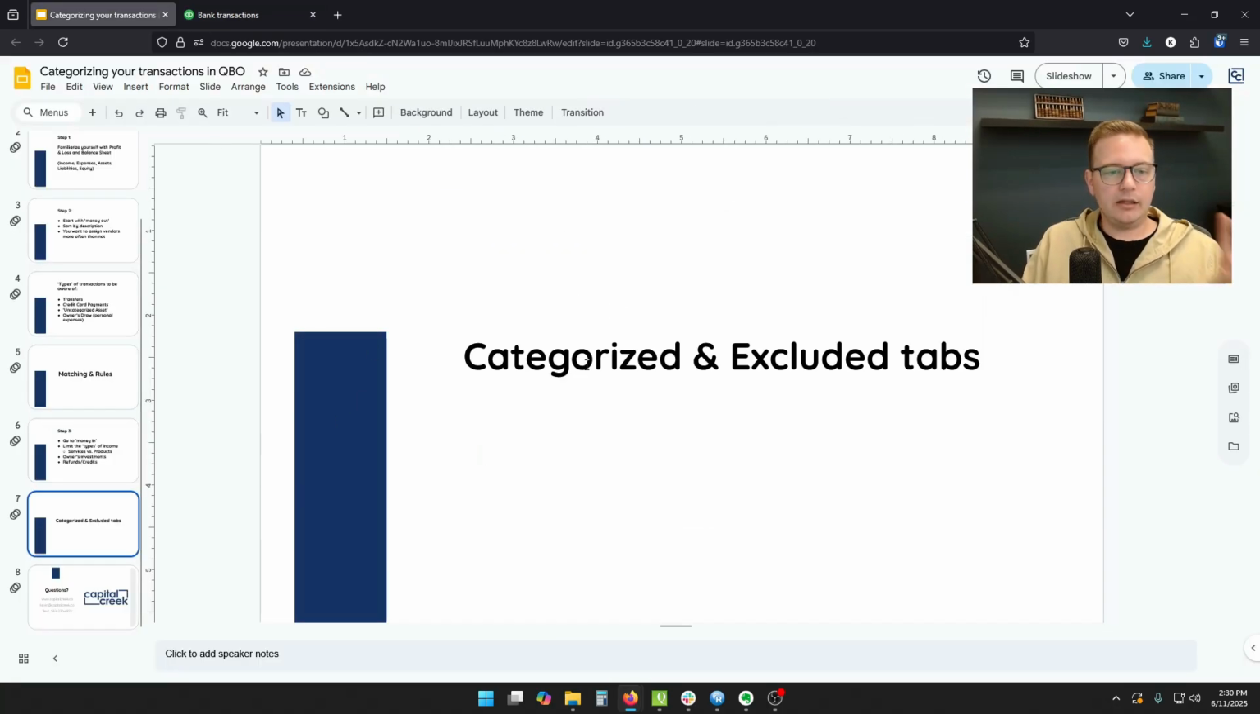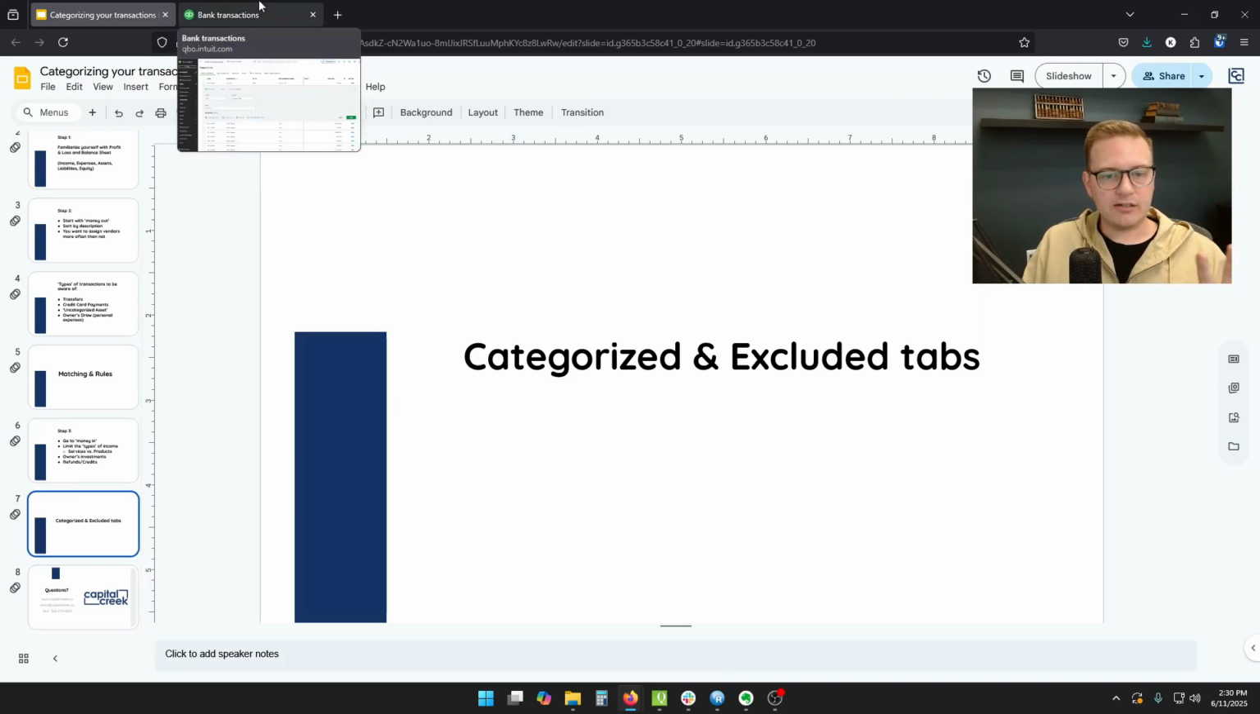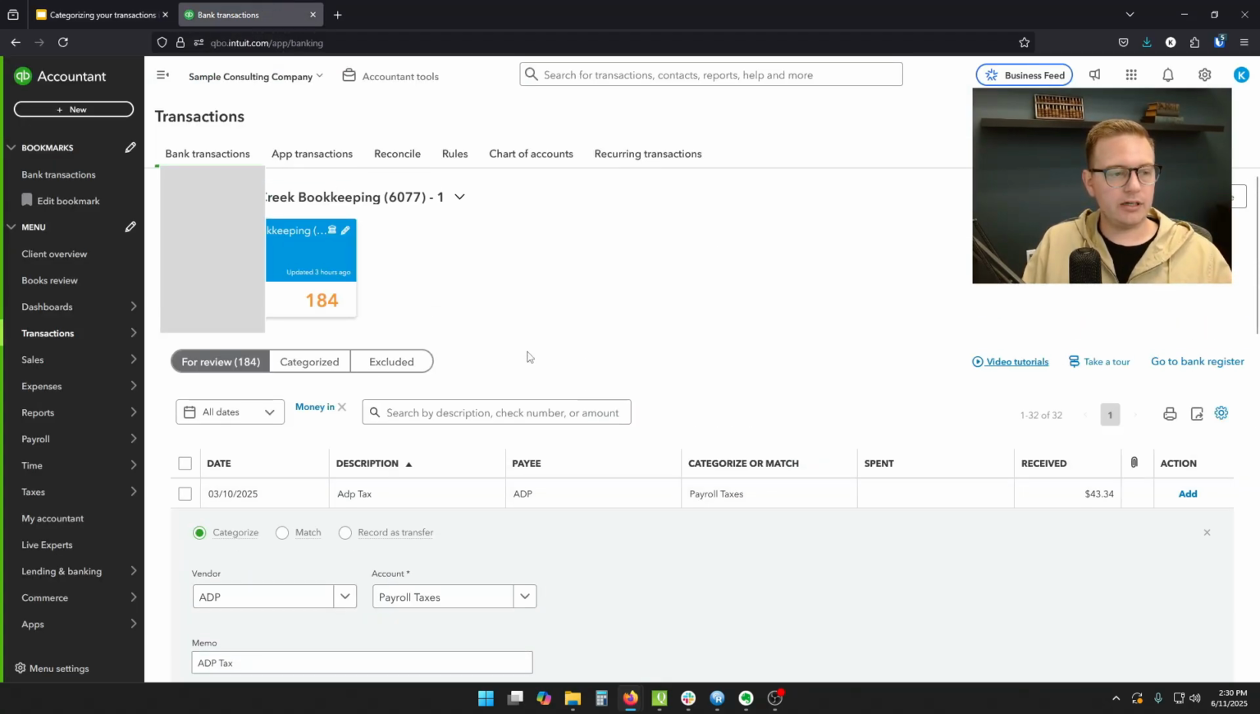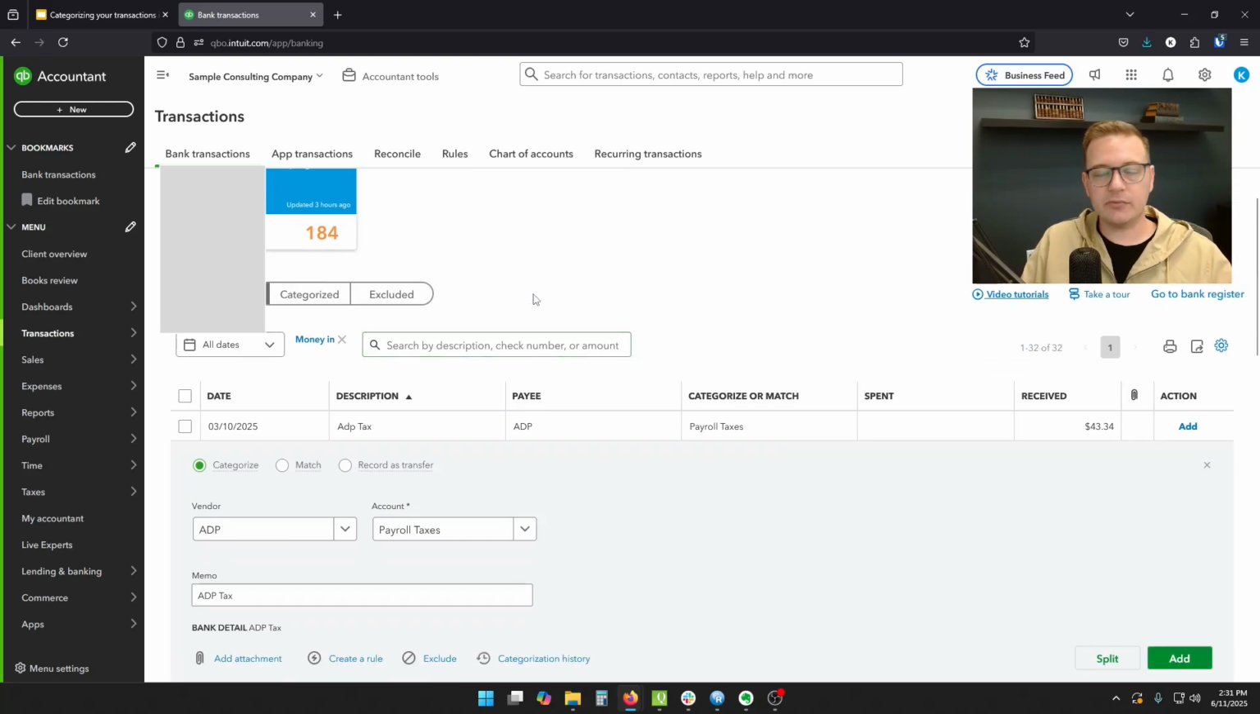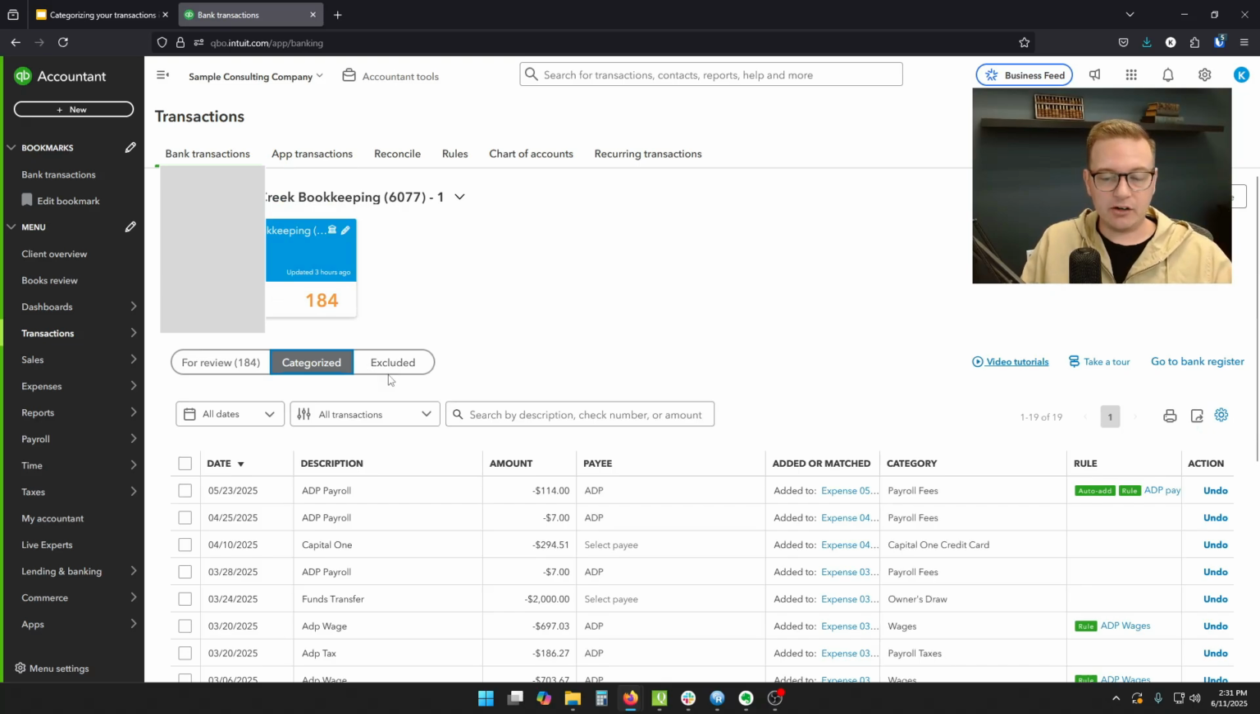All right. Last thing about this is the categorized and excluded tabs. This is important because what you need to understand is that when you put transactions in here, in the bank transactions window like this, they're not actually added into QuickBooks yet. Only when you click the word add on the right here are you actually putting them in your books. So this is kind of like a holding cell area where they're just sitting here waiting to be added to the books. So the way to check if something's been added is to go look at your reports, but you can also look at categorized.